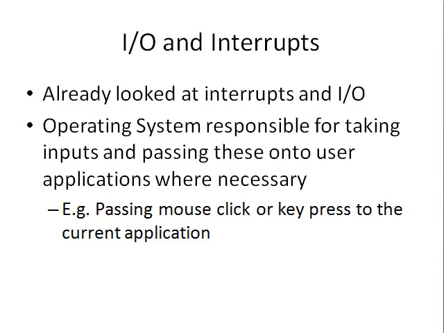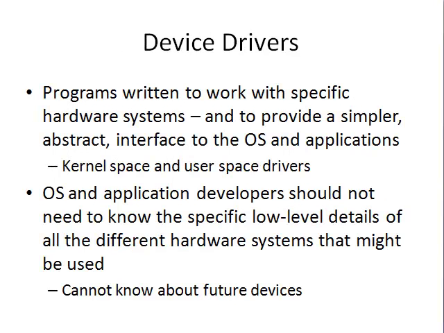We have already looked at input, output and interrupt, so I'll not really say a lot about it here, other than the operating system is responsible for taking inputs, passing these to user applications where necessary, and really handles I/O for the applications. So when you press some keys, when you're typing in Microsoft Word, for example, the operating system receives those key presses and passes those messages on to the application.